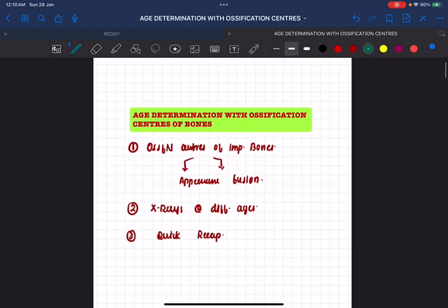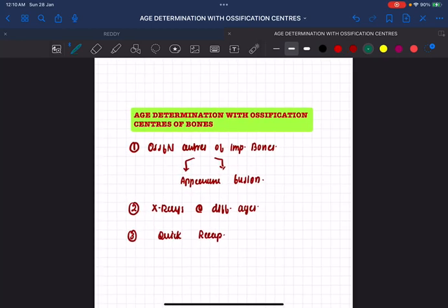In this video, I will be explaining three things. Number one, ossification centers of important bones, appearance age and fusion age. Number two, at different ages, what X-rays we have to take so that we can find the age correctly. And third, finally a quick revision of all the appearance and fusion of the ossification centers of various bones.